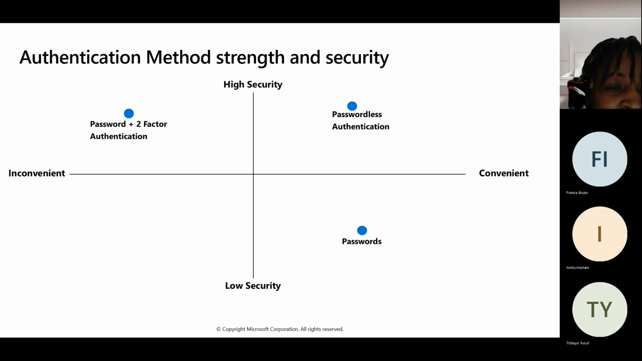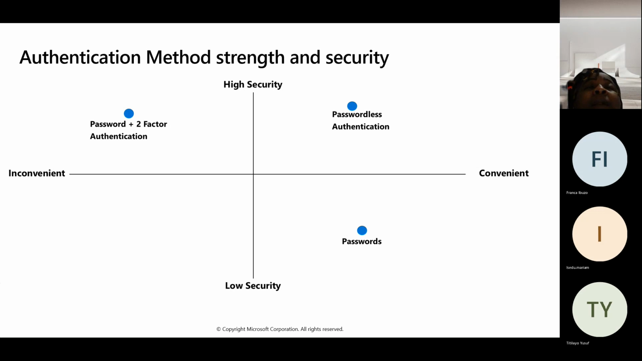This just speaks to what we've been saying about authentication method strengths, right? Password with two-factor authentication is inconvenient, but it has high security, right? Passwordless authentication is convenient and has high security because you don't have to worry about the password. Passwordless is the whole Windows Hello. Passwords are convenient, but they are low security.